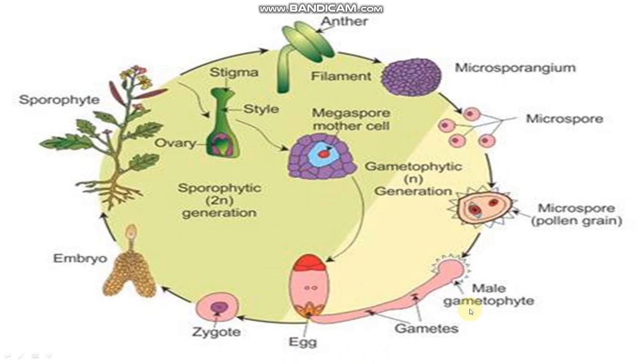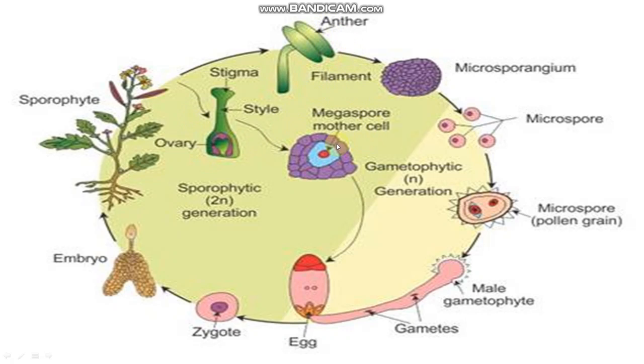So this is the life cycle of angiosperm. You can see this is simply a plant. Sporophyte is this. This is the ovary and stigma. This is the anther. This is the female part. This is the male part. Here in the microsporangium, microspores are present. Microspores develop into pollen grains, and these pollen grains come into contact with the egg cell and fertilize it, and the zygote will form here, and the zygote will form an embryo, and the embryo will develop into a new plant. So this is simply the life cycle of angiosperm.